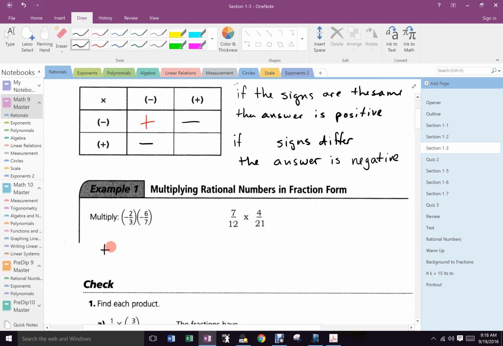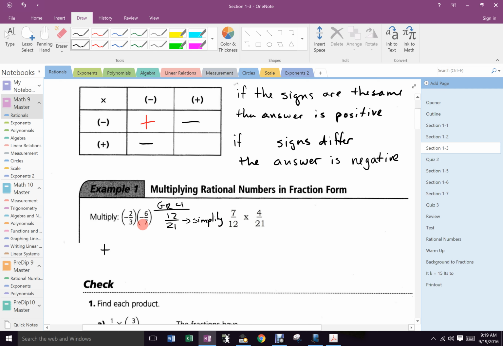Now, if this was grade 4, what would we do here? We'd multiply straight across, wouldn't we? And what would we get? 12 over 21. And then we'd have to simplify. Is it possible to make a mistake while simplifying? Yes, of course it is. Is it easier to simplify tiny numbers or bigger numbers? Tiny numbers. So should I simplify in the question or in the answer? In the question.